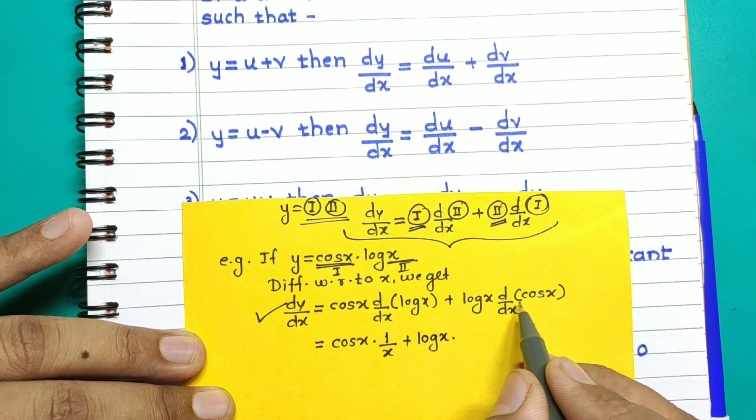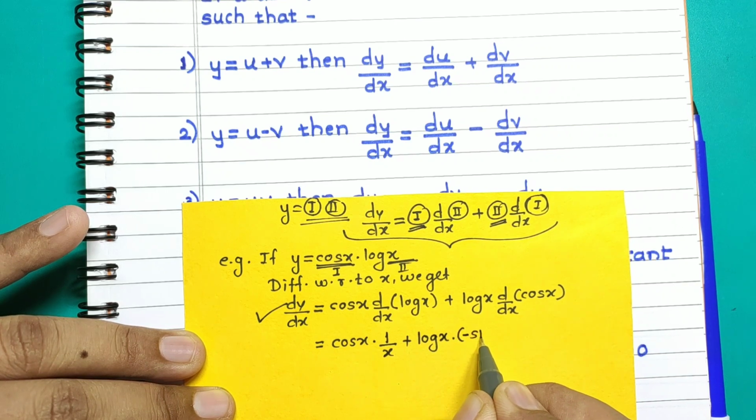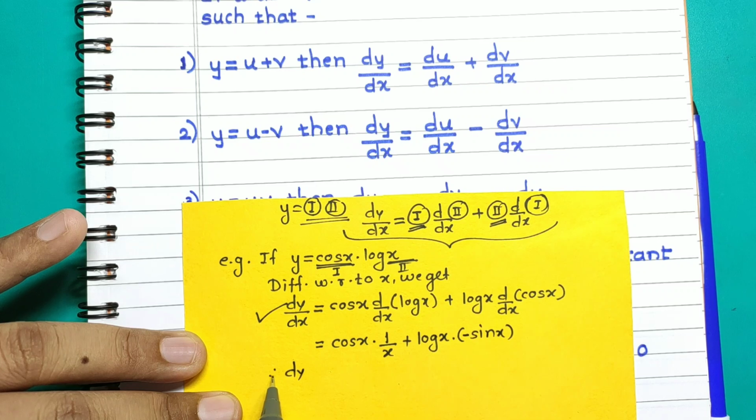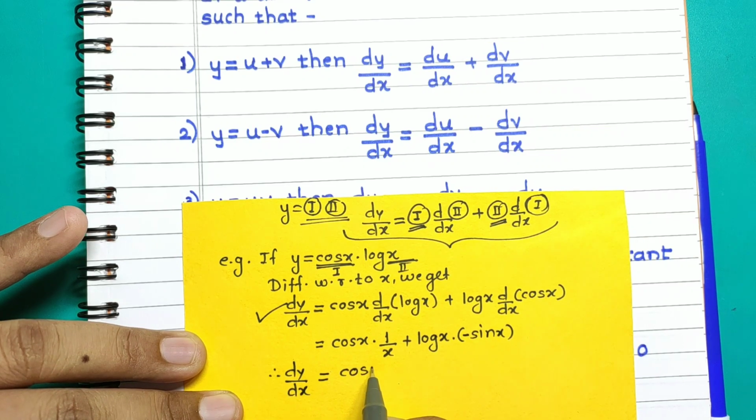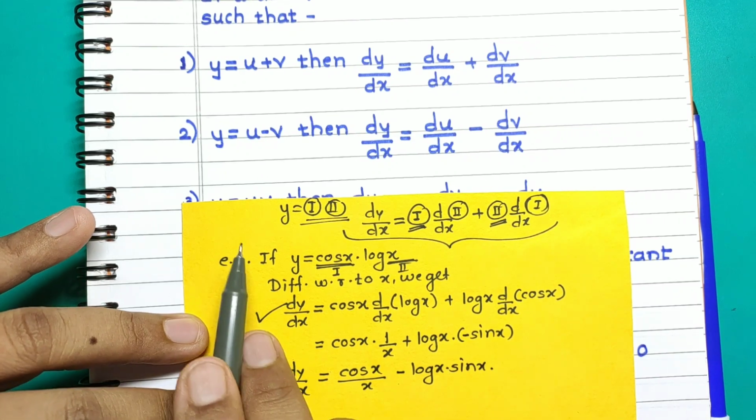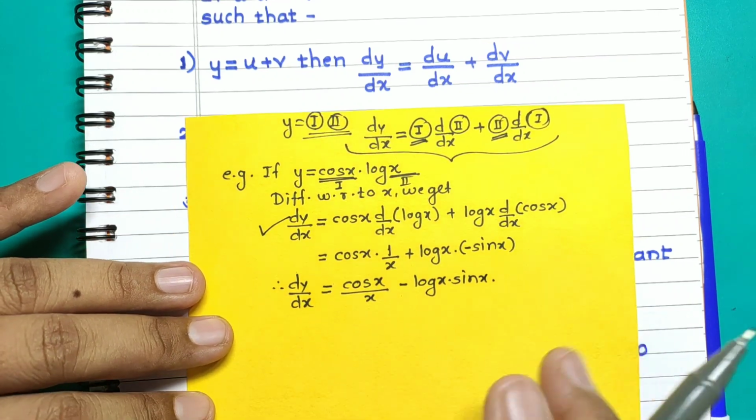Again we know the derivative of cos x. Derivative of cos x is minus sin x. So the required derivative dy by dx is cos x upon x, just rearrange the terms, minus log x into sin x. Okay, this is the application of product rule.